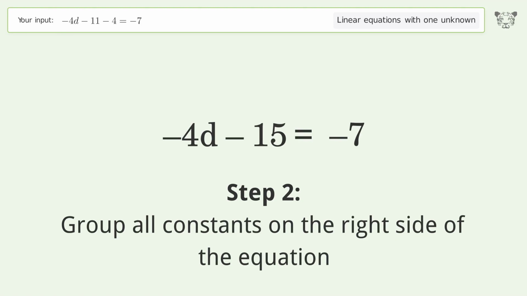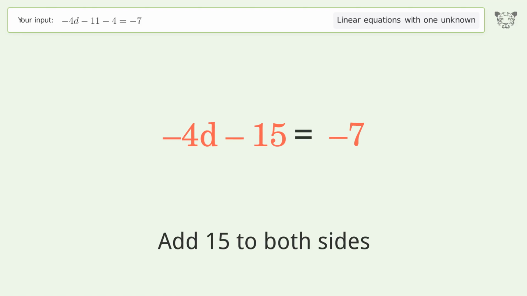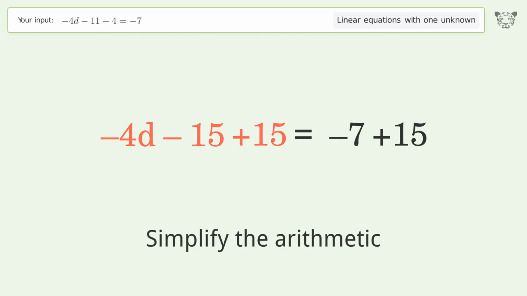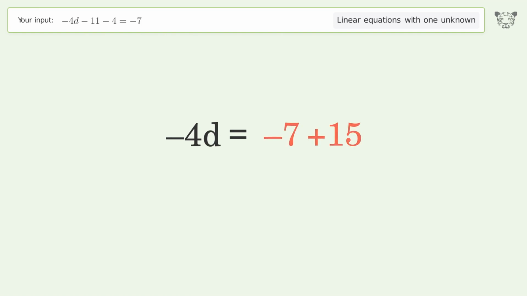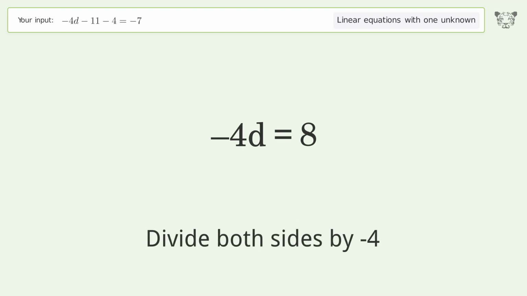Group all constants on the right side of the equation. Add 15 to both sides. Simplify the arithmetic. Isolate the d. Divide both sides by -4.